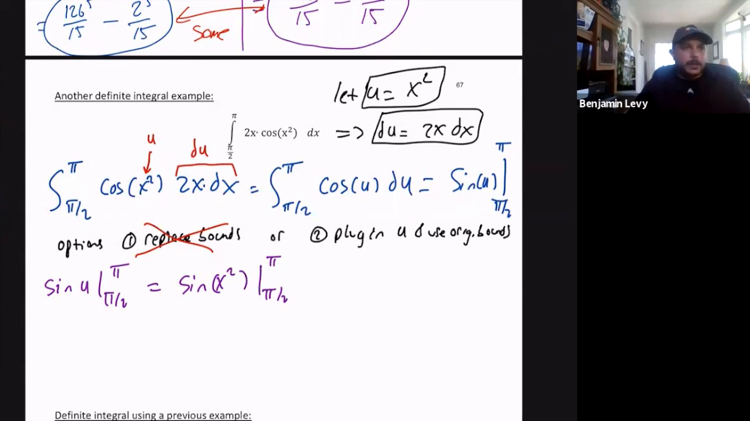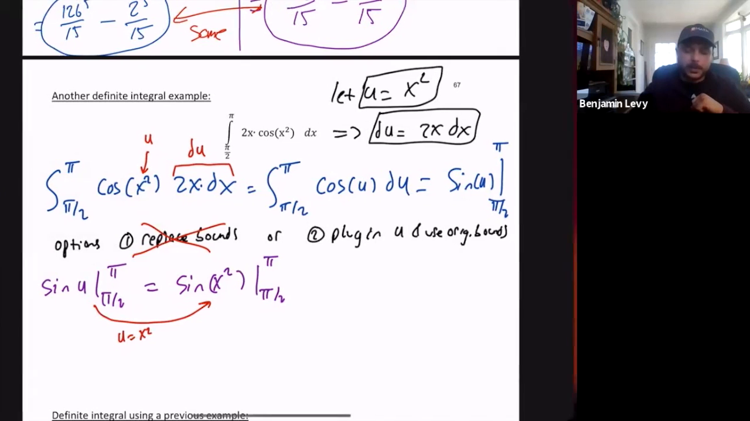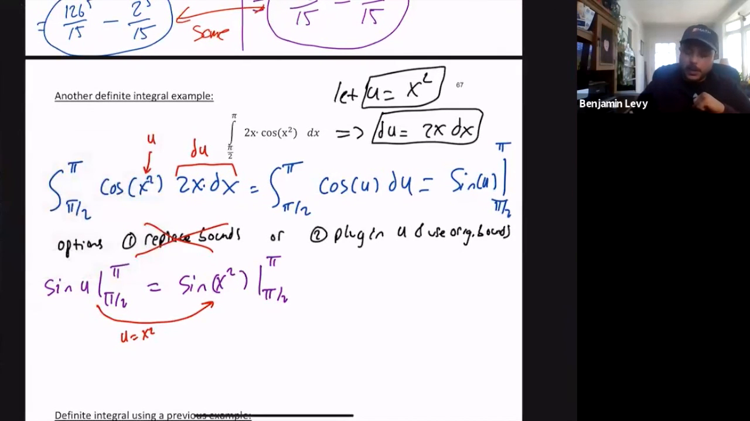I don't know what you guys did or didn't hear, but what I'm saying is, notice here I plugged u back in. So from here to here, u is x squared. And then I'm keeping the bounds, so it's still pi over 2 to pi. We don't have to mess around with that. We just plug the bounds in. And at this point, it becomes a simple problem. It becomes sine of pi squared minus sine of pi over 2 squared.